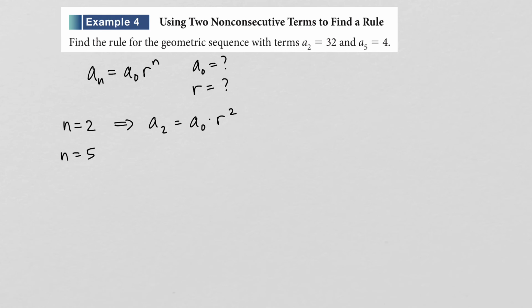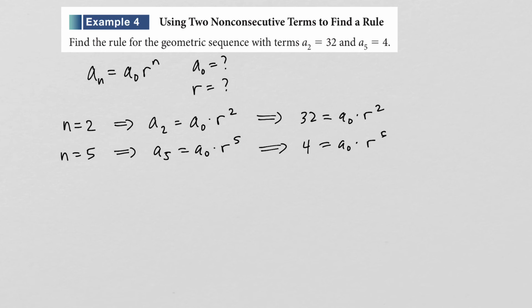And if n equals 5, we know that A5 is 4. So if I plug n equals 5 in here, we get A5 equals A naught times R to the 5th. And then again, we know what A2 is and what A5 is. So I'll take A2 is 32, plug that in. That gives us 32 equals A naught times R squared. And in this one, A5 is 4, so we get 4 equals A naught times R to the 5th power.